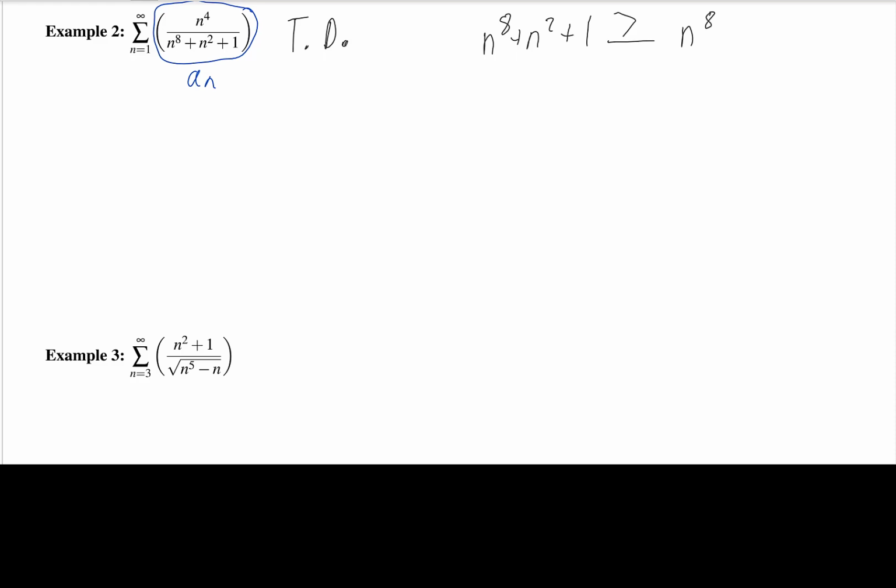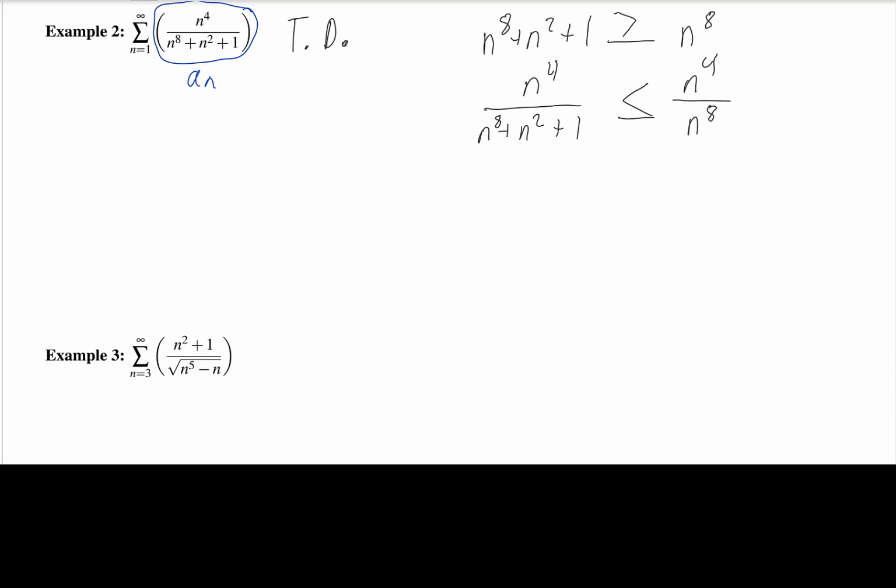Now I'm going to flip it and make it into a fraction. So this tells me that 1 over n to the 8th plus n squared plus 1 is less than or equal to, right, since I made it into a fraction, I have to flip my inequality sign. So this is going to be less than or equal to 1 over n to the 8th. Now, to make this left-hand side look like my a sub n, I'm going to multiply both sides by n to the 4th. Right, I'm multiplying by a positive thing on both sides, so I haven't changed my inequality.